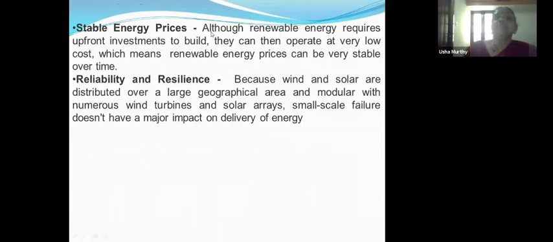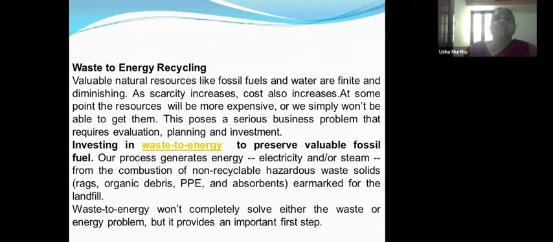Then stable energy prices. Although renewable energy requires upfront investment to build, they then operate at a very low cost, which means renewable energy prices can be stable over some time. Reliability and resilience, because wind and solar energy is distributed over a large geographical area and is modular, numerous, with turbines and solar arrays small scale, this doesn't have a major impact on the delivery of energy. This is one thing. And waste to energy recycling.